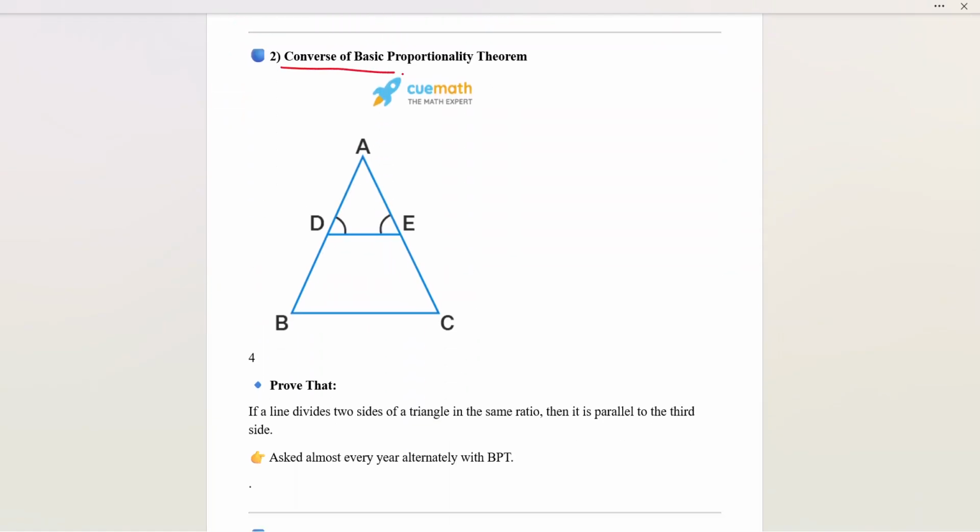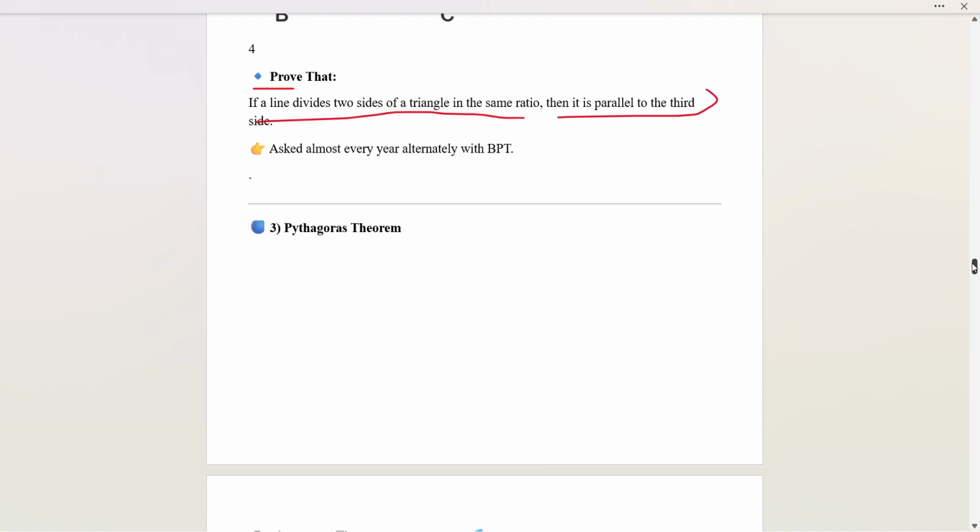It is the converse of the BPT theorem. For that they ask: if a line divides two sides of a triangle in the same ratio, then it is parallel to the third side. So they ask the converse of the BPT theorem. You can prepare for that concept. It is asked almost every year, alternating with BPT.